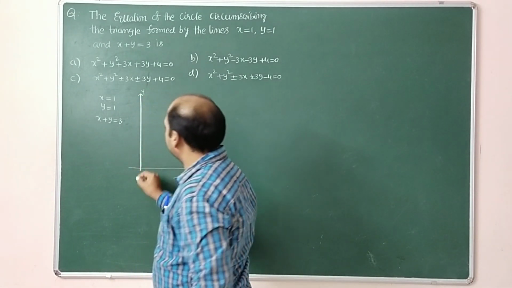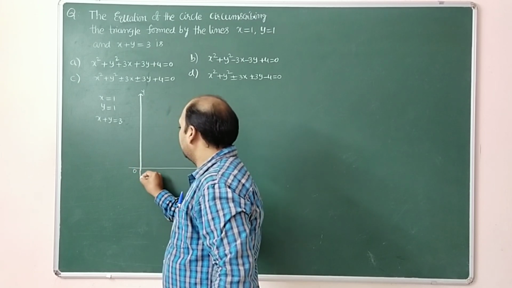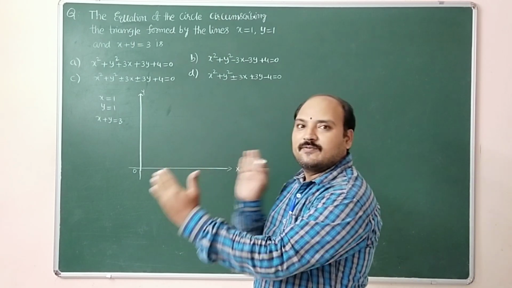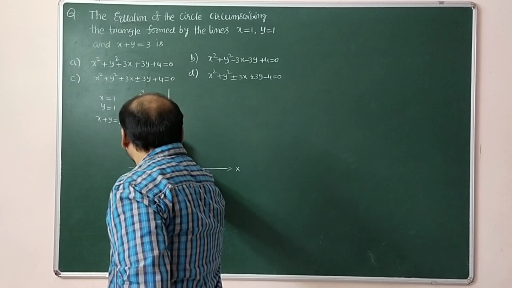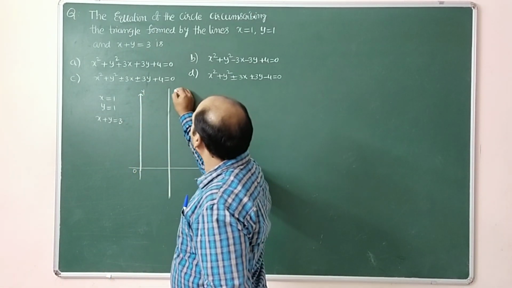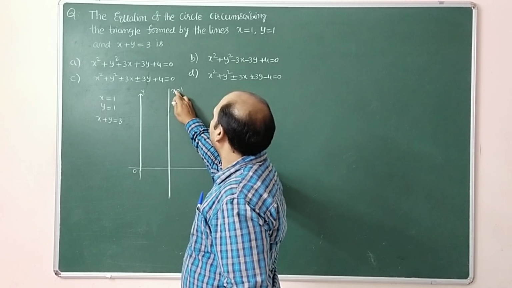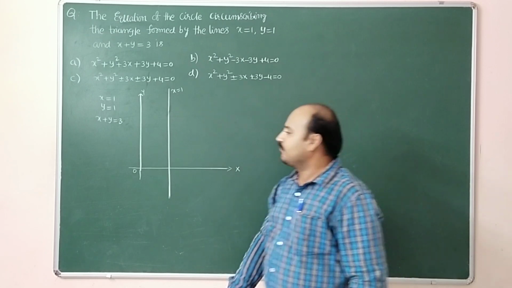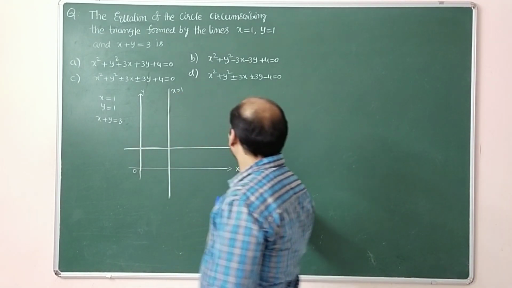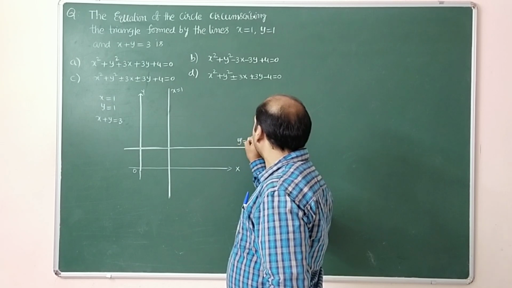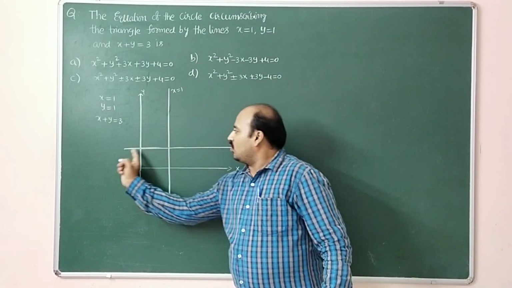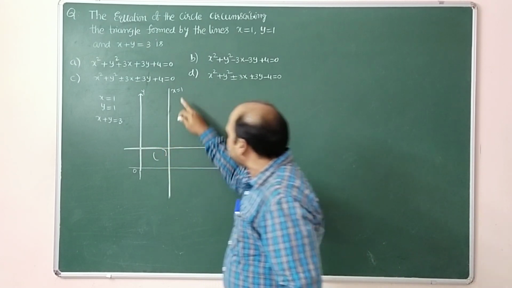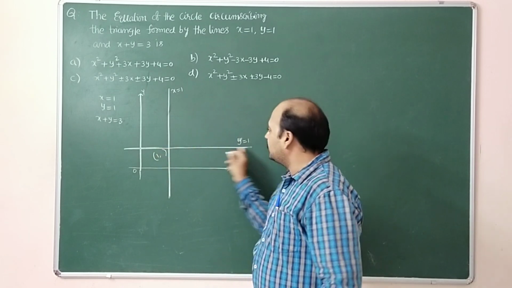X-axis, y-axis, this is origin. X is equal to 1 is a line which is parallel to y-axis at a distance of 1 unit. See, this is x is equal to 1 line, and y is equal to 1 line which is also parallel to x-axis. This line is y is equal to 1. Y is equal to 1 line, x is equal to 1 line are intersecting at the point x comma y. X is equal to what? 1. Y is equal to what? 1.